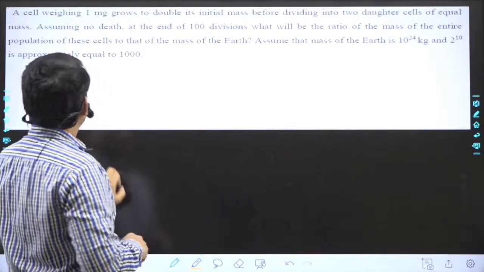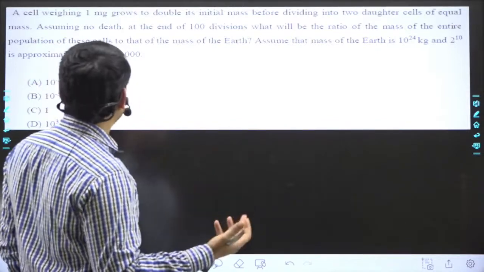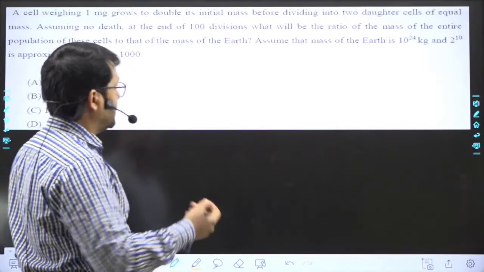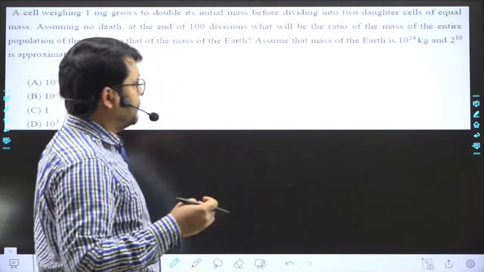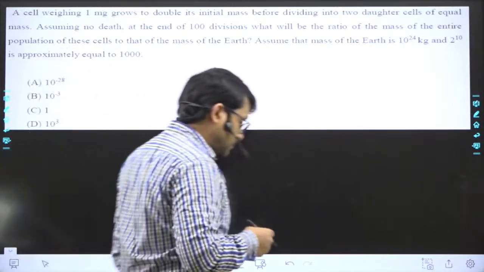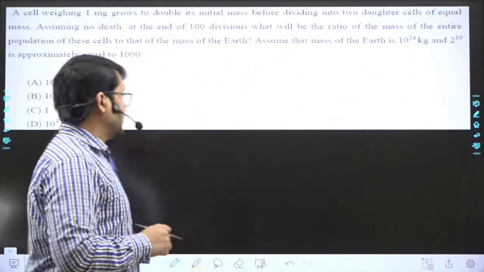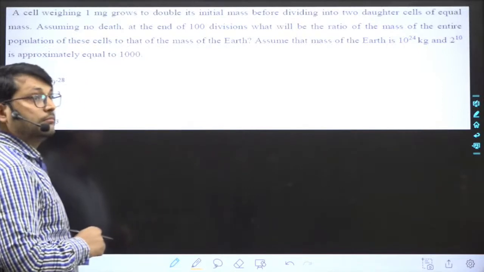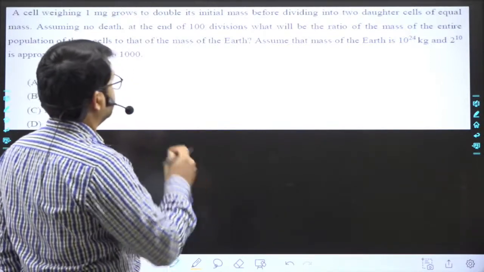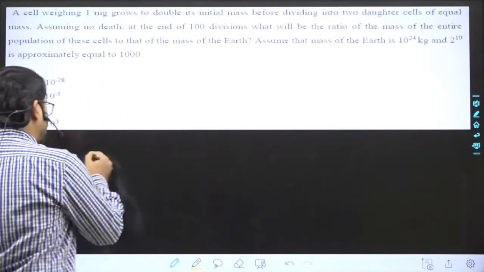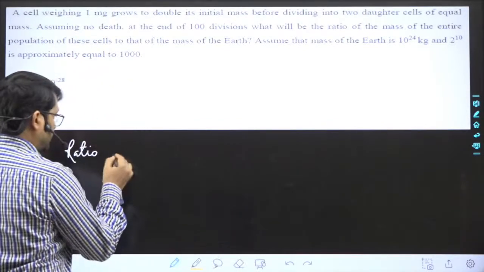Assuming no death, at the end of 100 divisions, what will be the ratio of the mass of the entire population of these cells to that of the mass of Earth? Assume that the mass of Earth is 10 to the power 24 kg and 2 to the power 10 is approximately equal to 1000. Let's see. We have already done it, but we will do that maths again. I can see Akhil is saying C. So they are asking the ratio of the mass, right? What is the question asking? It is asking a ratio. Ratio of what?